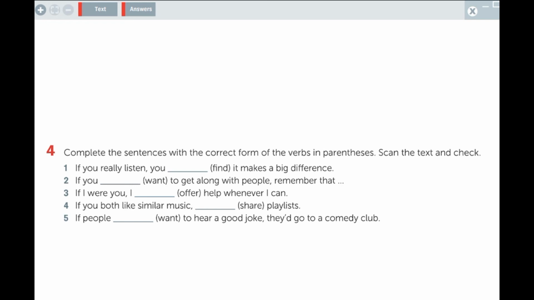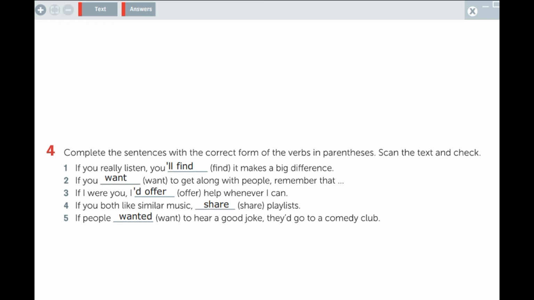So let's try to complete the sentences here and check the answers. Here are the answers according to the text. Number 1, if you really listen, you'll find it makes a big difference. Number 2, if you want to get along with people, remember that. Number 3, I have if plus the verb in the past, and in the main sentence I use I'd, contraction of I would, plus the verb in the infinitive.